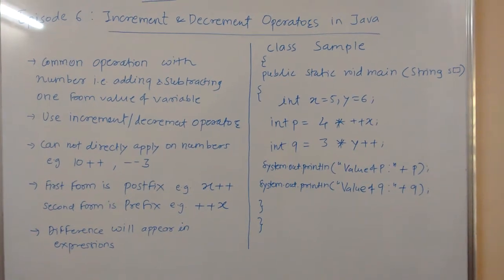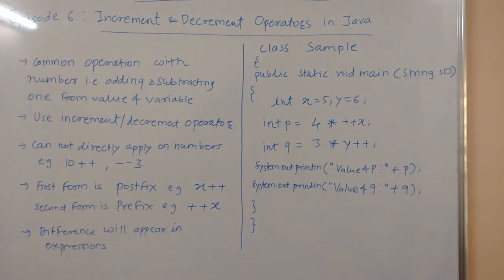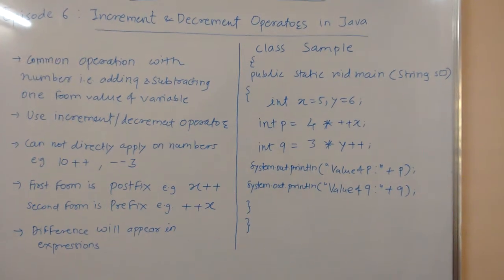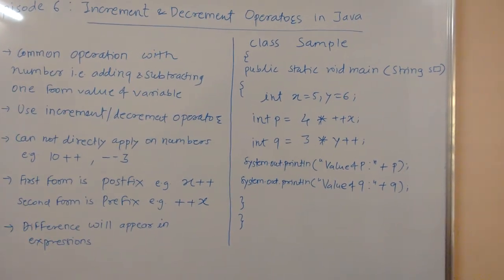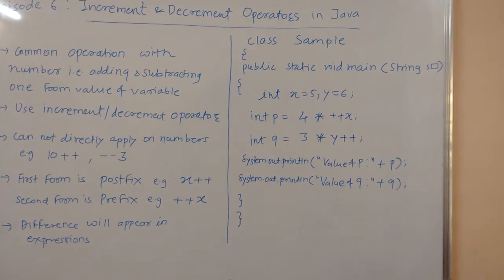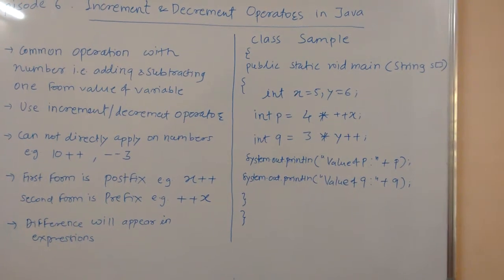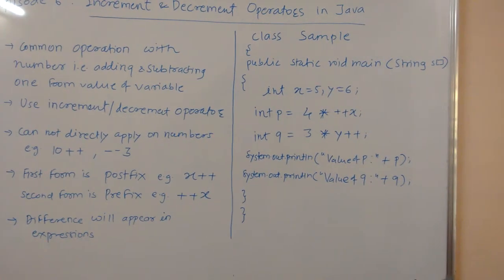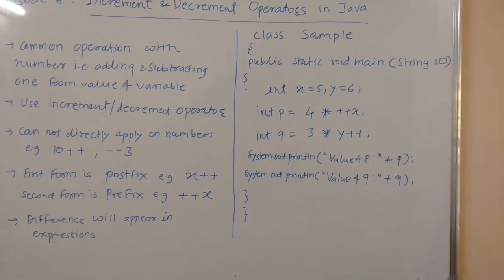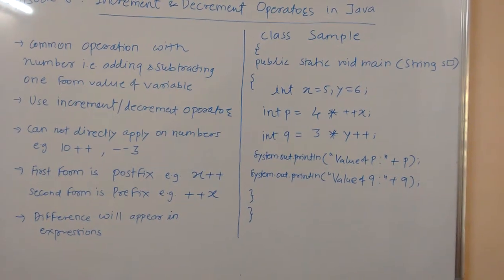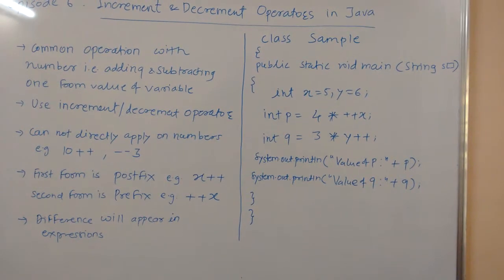So to understand this, let us see one example. On the right side, one class is written. The name of that class is Sample. Then the main function is written. In that main function we have initialized two variables, x is equal to 5 and y is equal to 6.